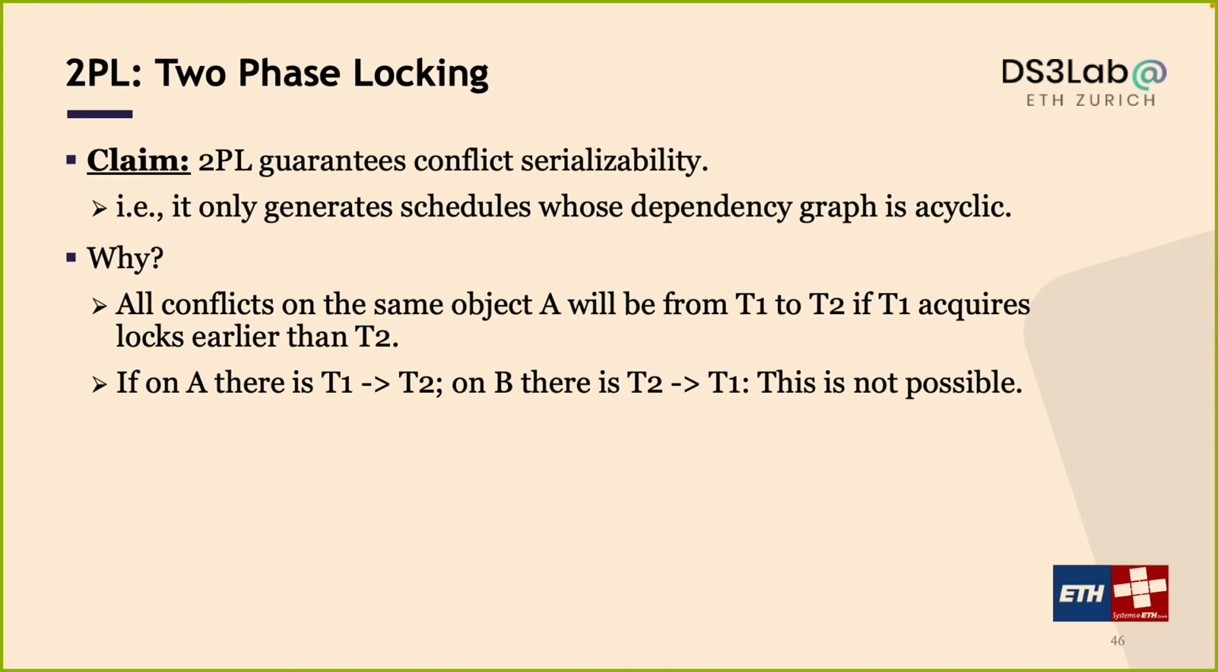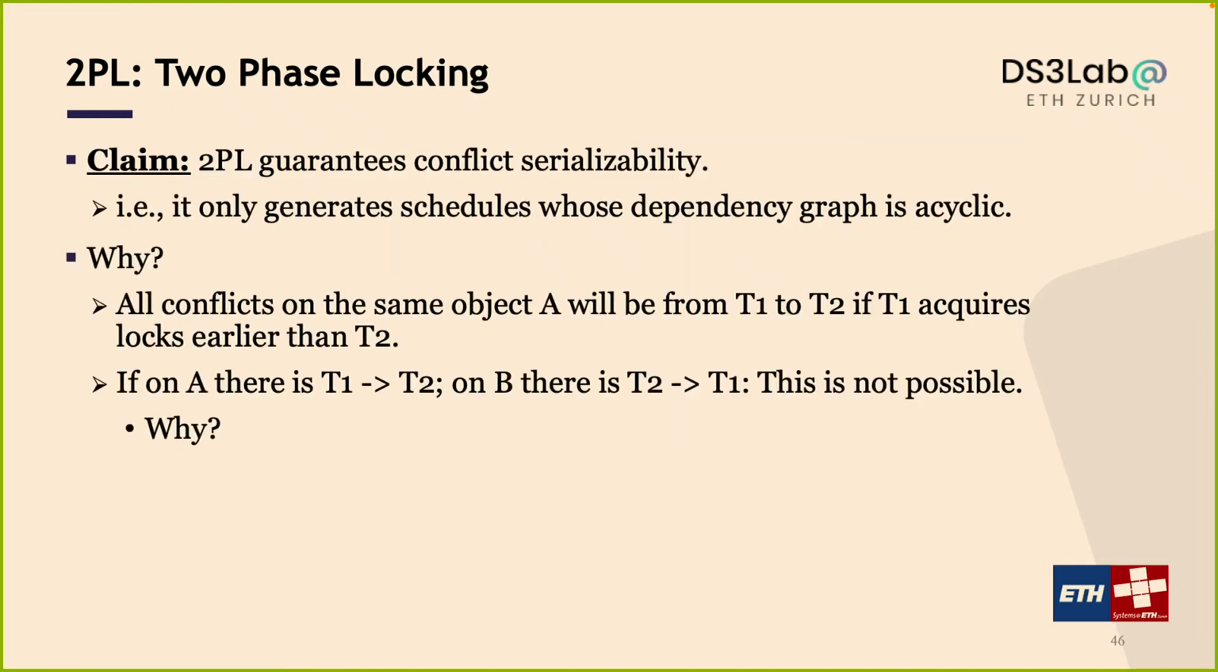You cannot have one object where the conflict is from T1 to T2, and another object where the conflict is from T2 to T1. That's simply not possible. Because that's not possible, all the schedules that you are going to allow in two-phase locking are going to be conflict serializable, because the dependency graph will not have a loop. That's a high-level idea.